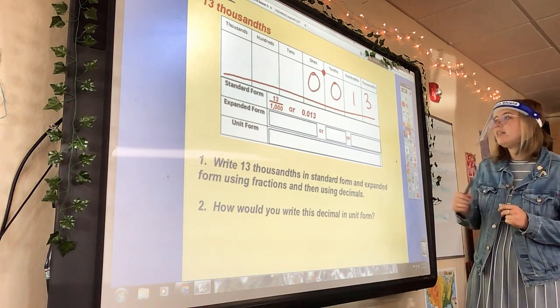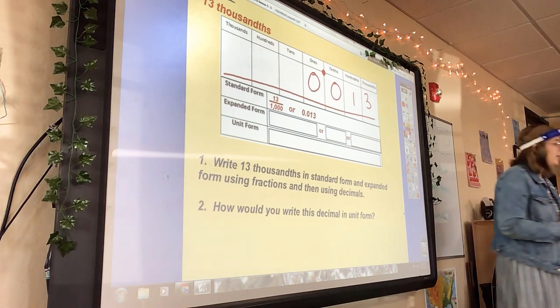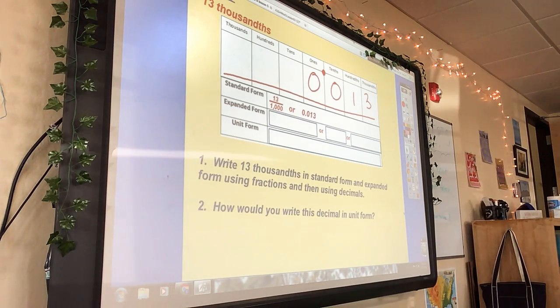Go ahead and think about how you would write that in expanded form and write that underneath what you wrote for standard form. Okay? Don't talk with your group quite yet. We'll do that on the next one. Okay?